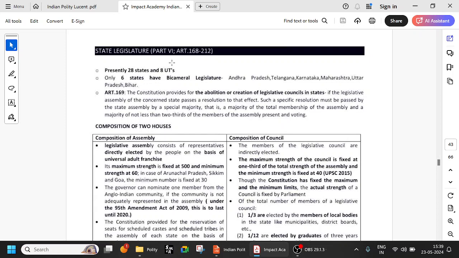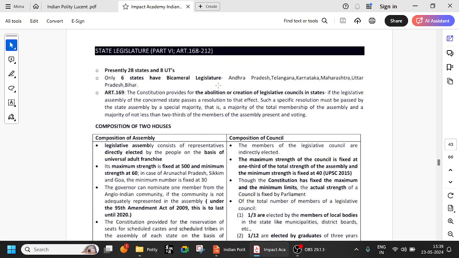So presently, there are 28 states and 8 union territories. Previously, there were 29 after Telangana was added. But later Jammu and Kashmir has lost its statehood. So now there are 28 states and 8 UTs. Only 6 states have bicameral legislature, that is both MLA and MLC. Basically a legislative assembly and legislative council.